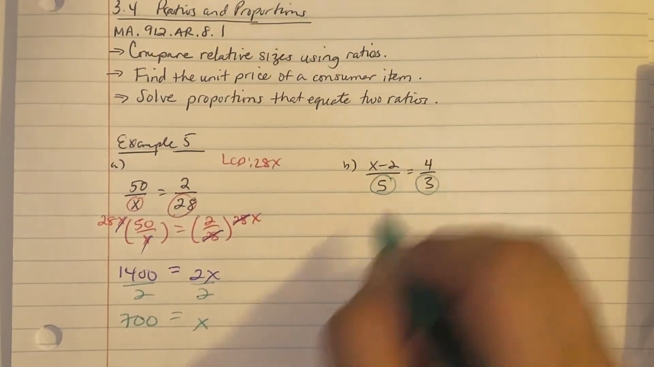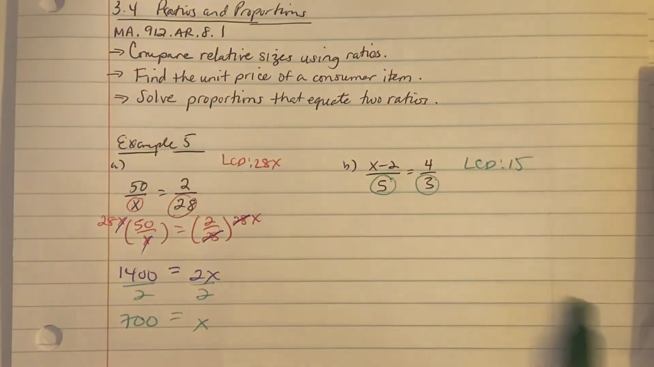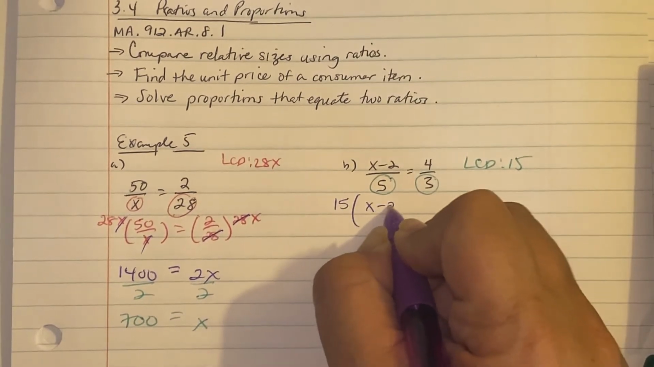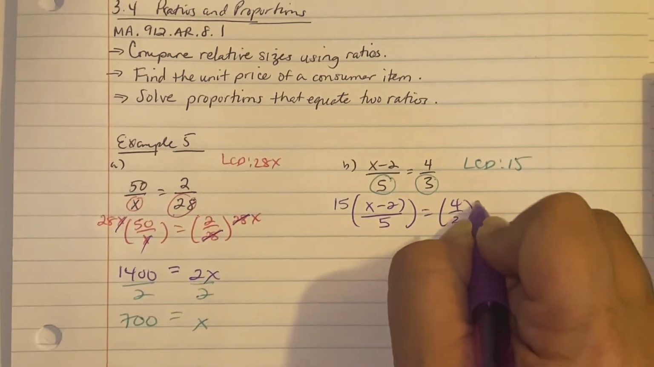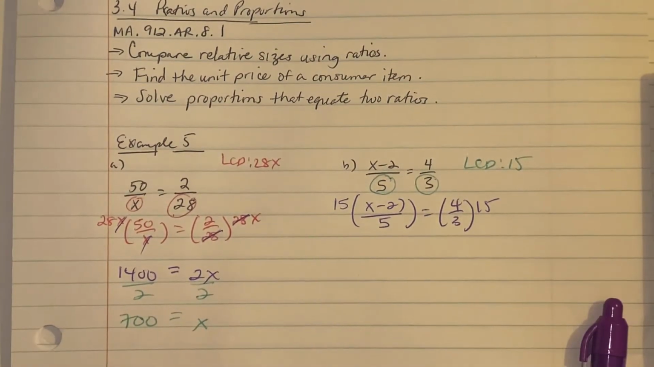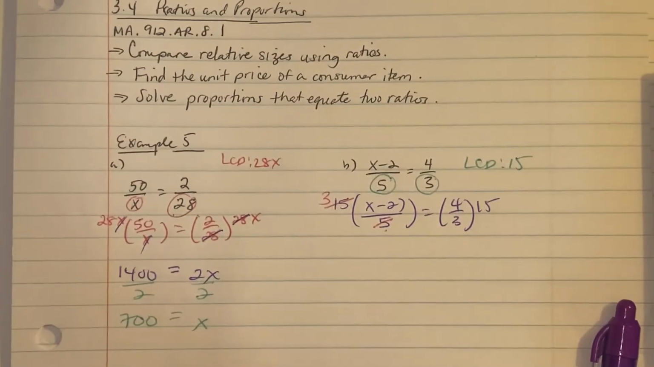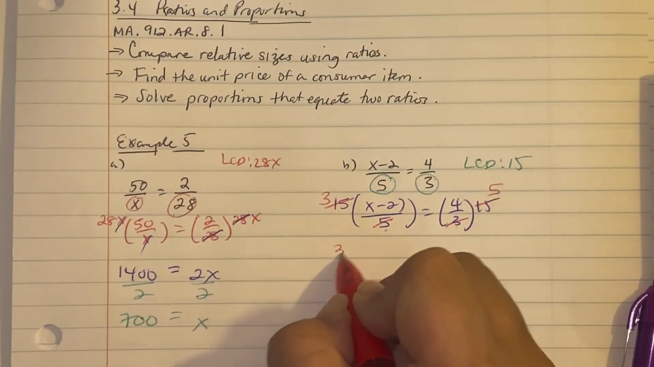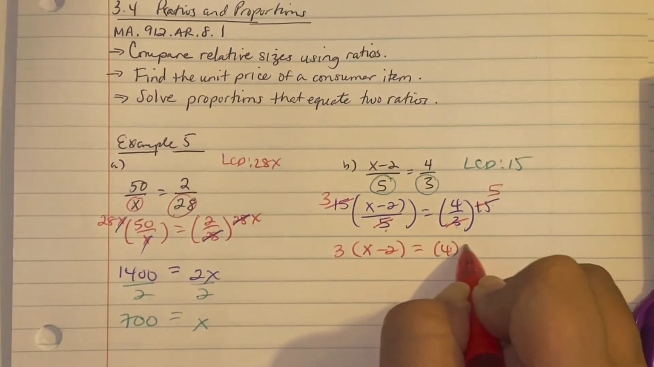On B, we're going to do the same thing. So our denominators are 5 and 3. In this instance, your LCD is 15. So you're going to multiply both sides by 15. And then we notice that 5 goes into 15 3 times. 3 goes into 15 5 times. So we see 3 times the parentheses x minus 2 is equivalent to 4 times our 5.